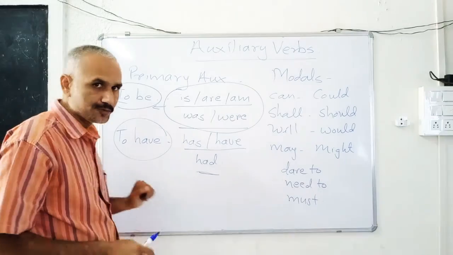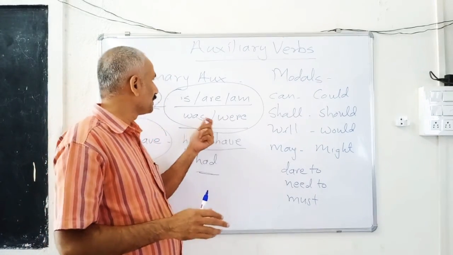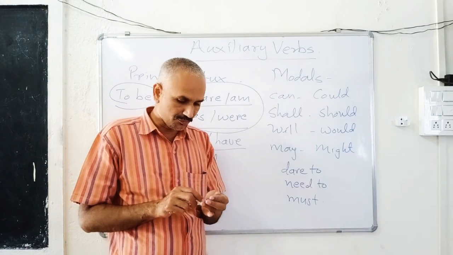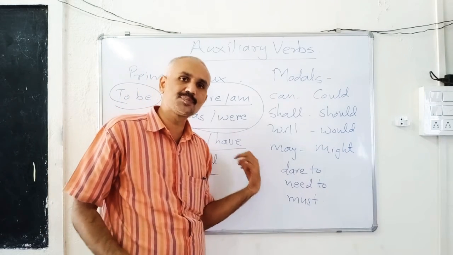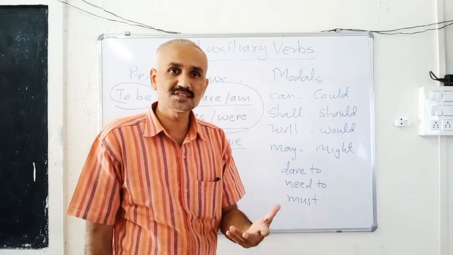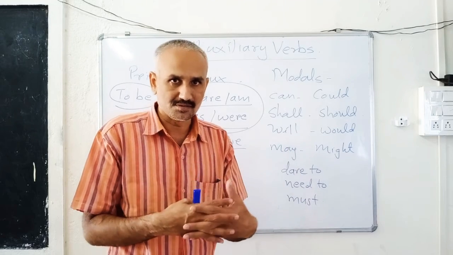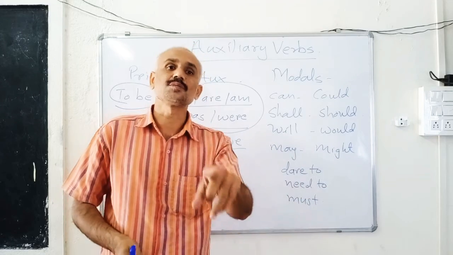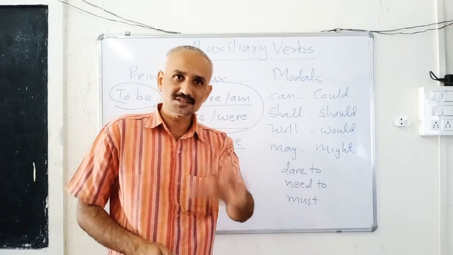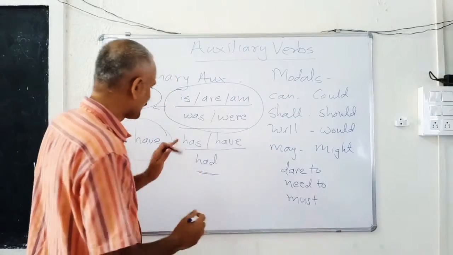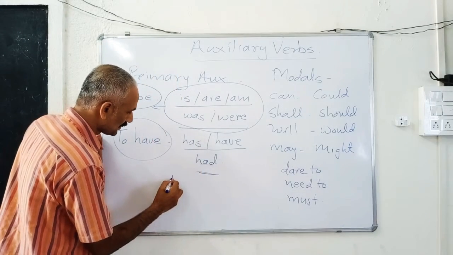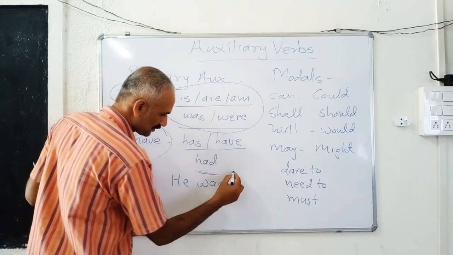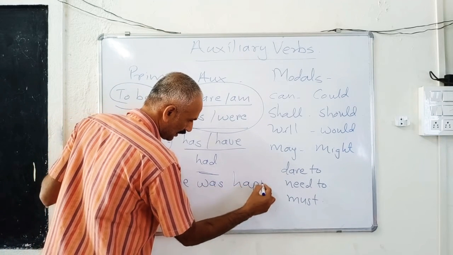Now, let me explain. These auxiliary verbs must be in accordance, must have a cooperation, a concord with the subject. For example, I said, he was happy.